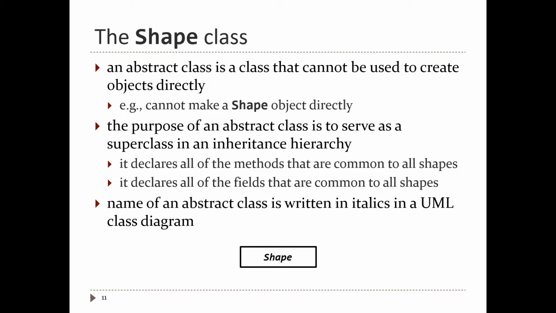In an abstract class, you would declare methods that are common to all of the subclasses. Right? So our shape class is going to declare the methods that all shapes should have. And it declares fields that are common to all subclasses. So again, our shape class will declare any fields that are common to all 2D shapes. When you draw the UML class diagram for an abstract class, the name of the class appears in italics.